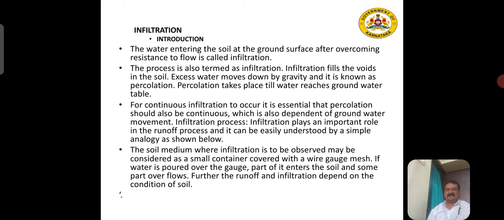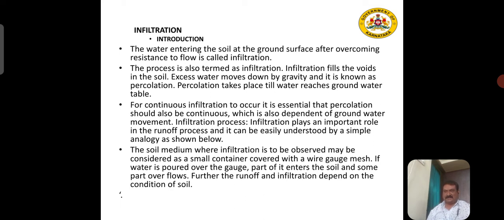Infiltration fills the voids in the soil. Excess water moves down by gravity and it is known as percolation. Percolation takes place till water reaches the groundwater table. For continuous infiltration to occur, it is essential that percolation should also be continuous, which also depends on groundwater movement.